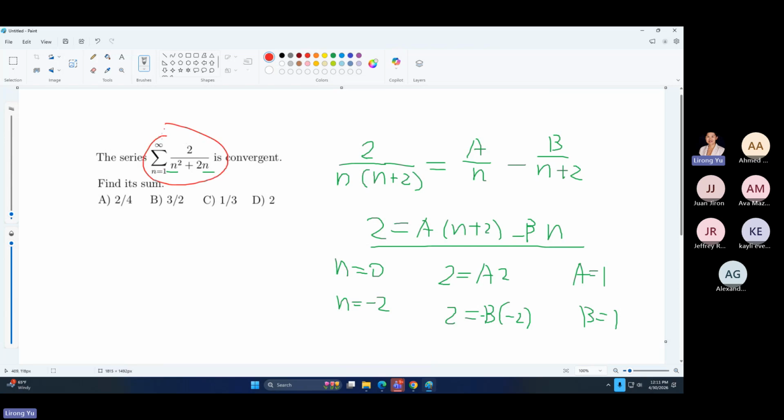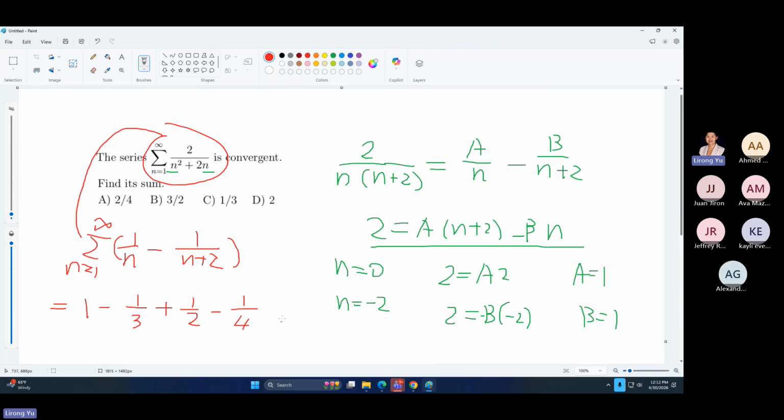So this whole summation is now equal to the summation of 1 over n minus 1 over n plus 2. So you were able to write the whole infinite sum like this. Now it's time to write it out. When n equals 1, it's 1 minus 1 over 3. When n equals 2, it's 1 over 2 minus 1 over 4. When n equals 3, it's 1 over 3 minus 1 over 5.